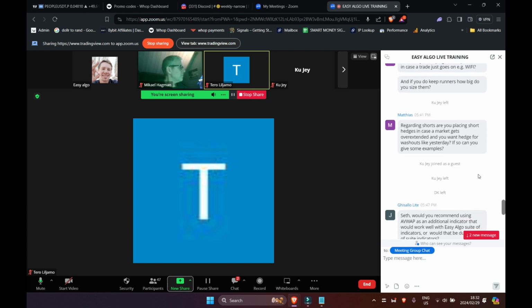Okay, here's another question. Regarding shorts, are you placing short hedges in case a market gets overextended and you want to hedge for washouts like yesterday? If so, can you give some examples? In the current market condition, I'm not doing any shorting, to be honest. This is just my personal preference, and a lot of people might trade differently. In the current market condition, I'm mainly looking for longs.